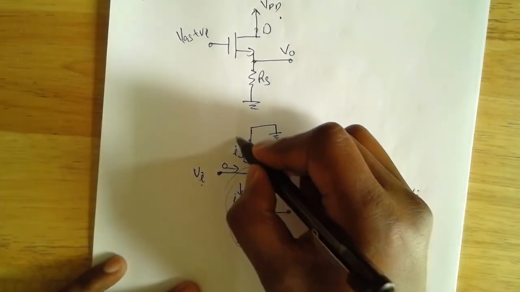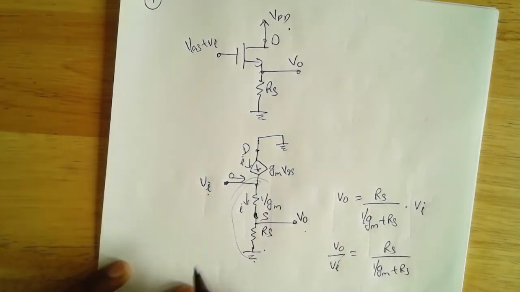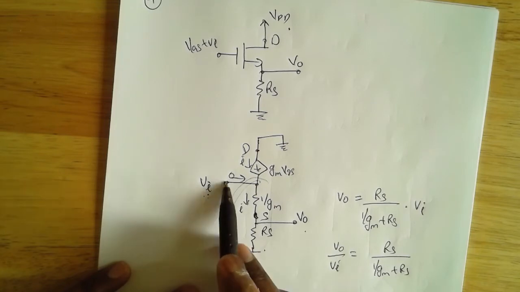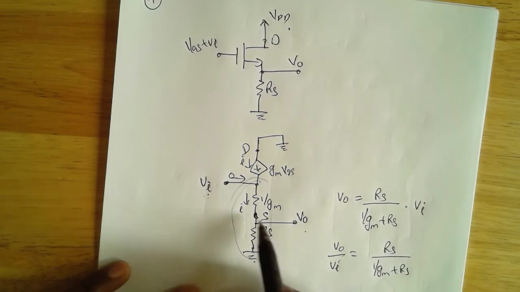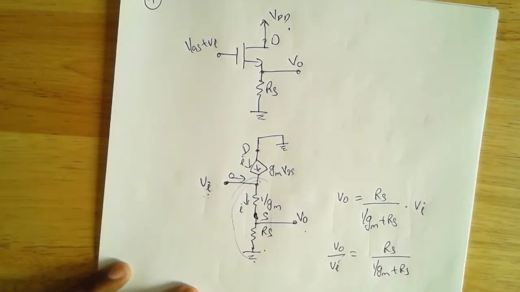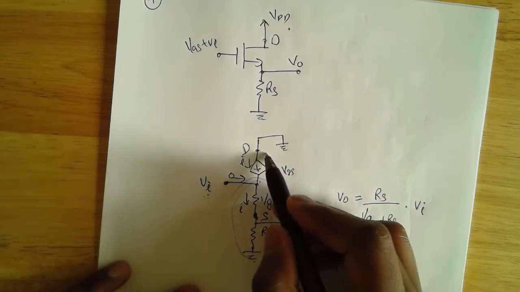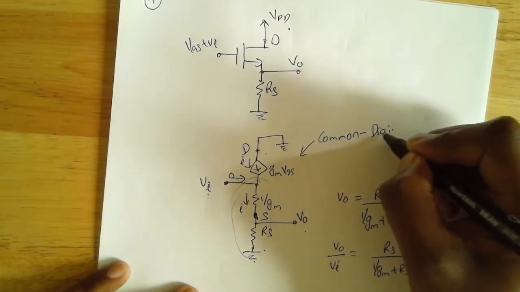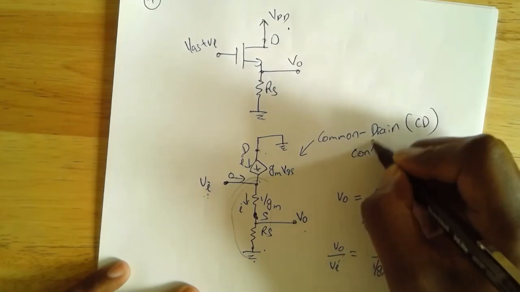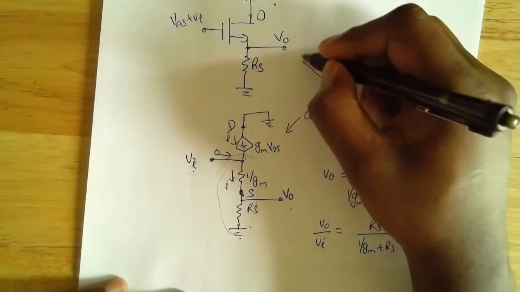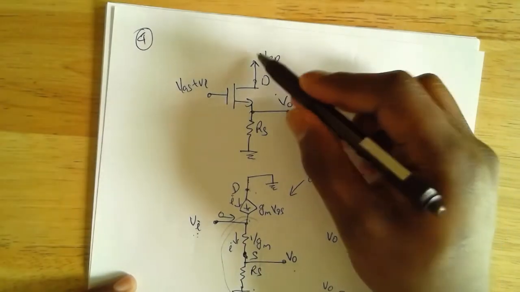Again, there are a few things to notice here. So this is the drain. Since the drain is ground, and this VI is with respect to ground, you can consider as if the input is applied between the gate and the drain, and the output is at the source. So you can consider the output is being looked at between the source and the drain. That means the drain is common to both input and output, so this is called the common drain configuration. As far as AC is concerned, drain is ground.